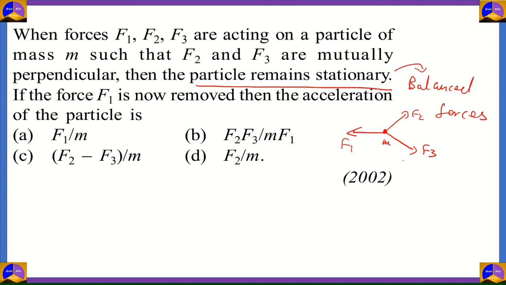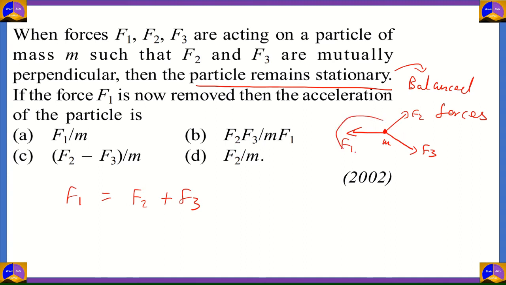So since F1 is in this direction and F2 and F3 are in the other direction, you can write F1 as the resultant, as the sum of F2 and F3. So you can see that F1 is equal to F2 plus F3.